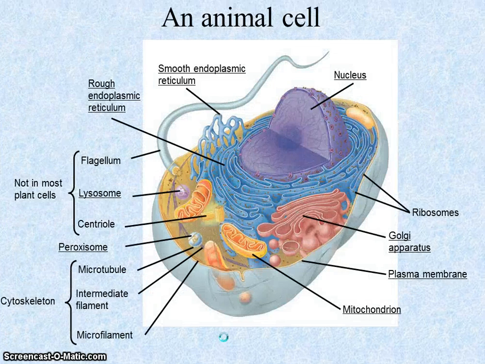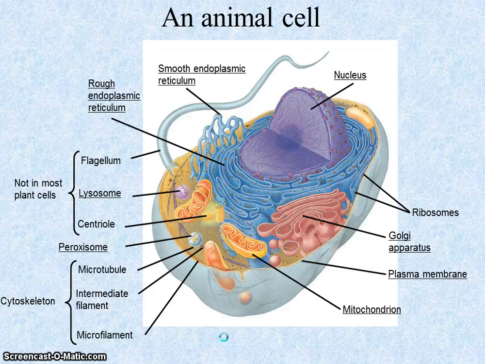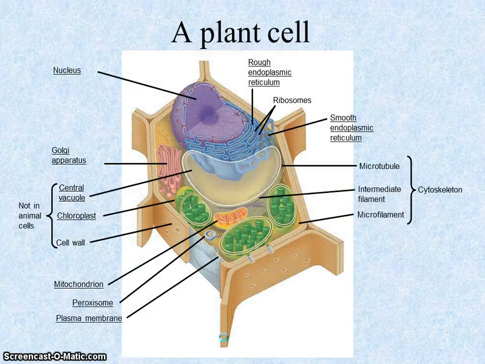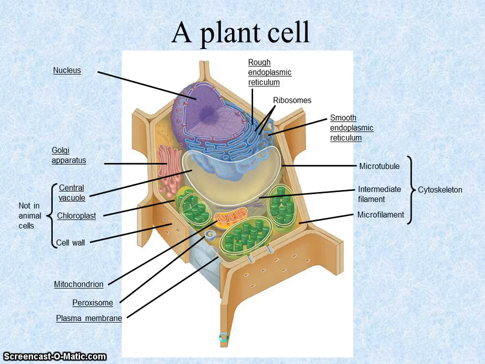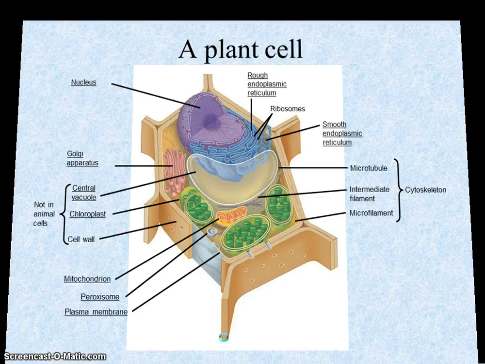So the cell is very organized. It's very much like a factory, and you can see this is the structure of an animal cell. And we'll be talking about all of the different cell parts. This is just showing you a picture of all of the organelles or cell parts within a plant cell. So we'll focus primarily on plant and animal cells.